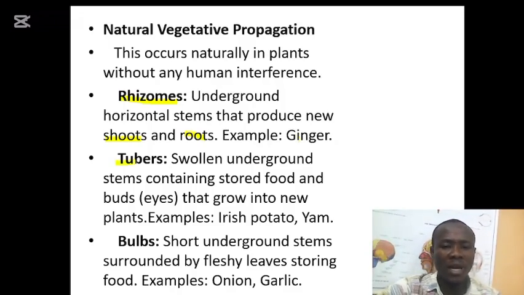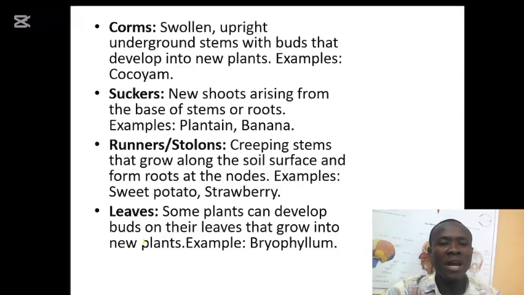And we have the tuber, which is a swollen underground stem containing stored food and buds. A bud is an immature shoot that grows into a new plant. Examples here are Irish potato, yam, etc. And we have the bulb. A bulb is a short underground stem surrounded by fleshy leaves storing food, as we have in onion.